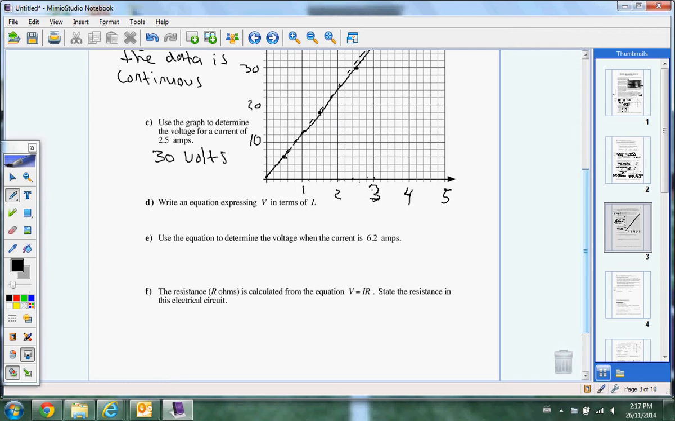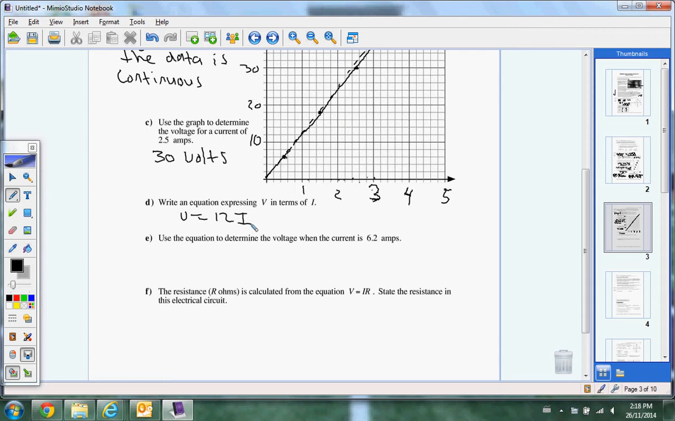So the relationship of the volts to the amps is 12. So volts is equivalent to 12I. So 1 volt would be 12I, 12 amps. Or I said it backwards. 1 amp would be 12 volts, excuse me.